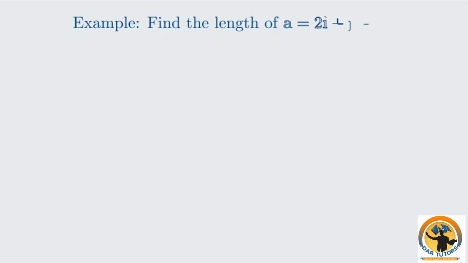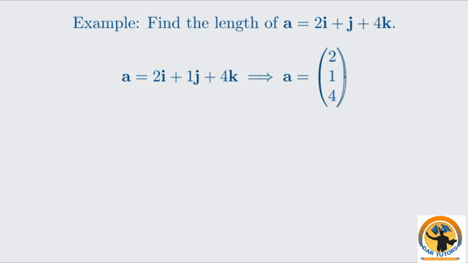Let's work through an example to solidify this concept. We'll find the magnitude of a vector given in unit vector form. Suppose we have the vector A equals 2i plus j plus 4k. Our goal is to find its length, or magnitude. First, it's often helpful to convert the vector to component form. The coefficients of i, j, and k become the components of the vector. So A is the column vector 2, 1, 4.